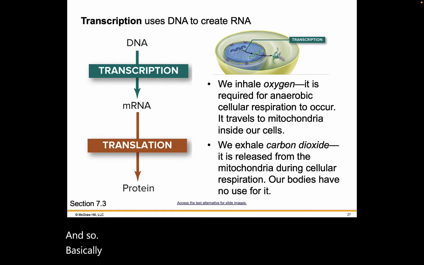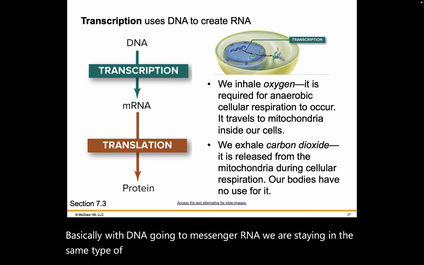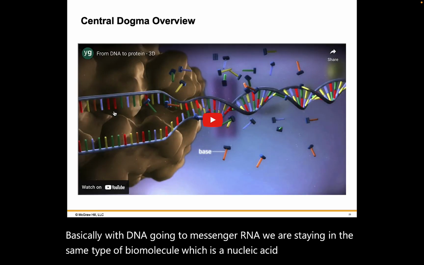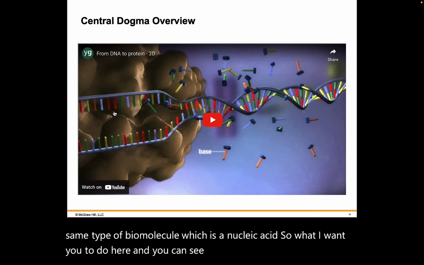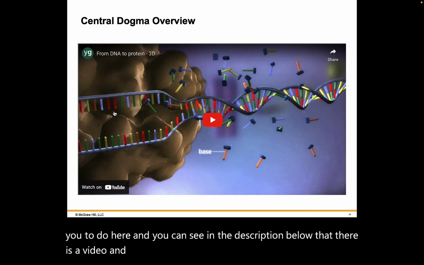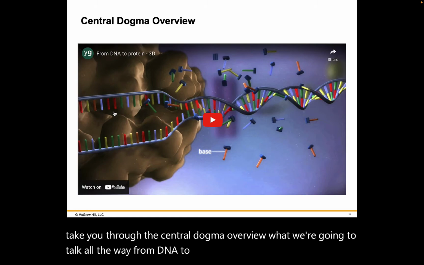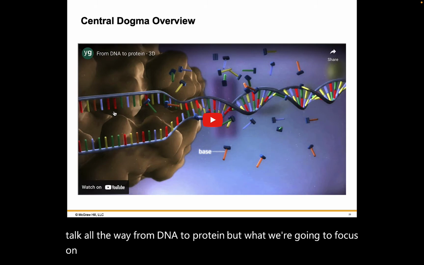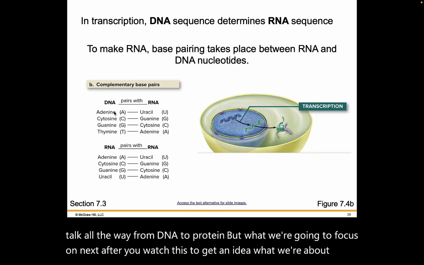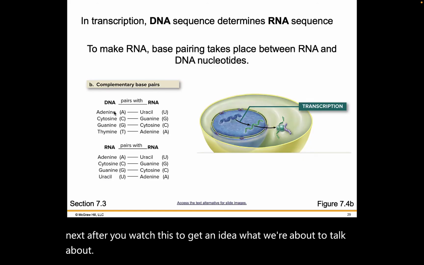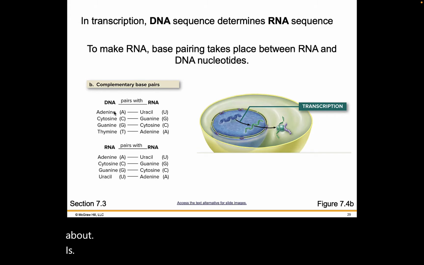Basically with DNA going to messenger RNA, we are staying in the same type of biomolecule, which is a nucleic acid. So what I want you to do here, and you can see in the description below that there is a video, is just watch this, and it's going to take you through the central dogma overview. We're going to talk all the way from DNA to protein, but what we're going to focus on next, after you watch this to get an idea of what we're about to talk about, is transcription.